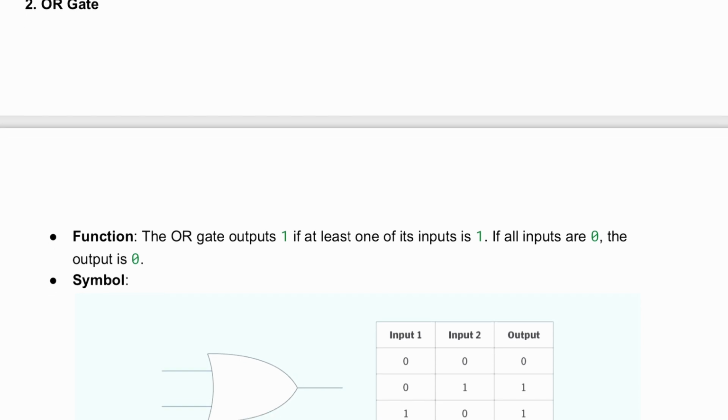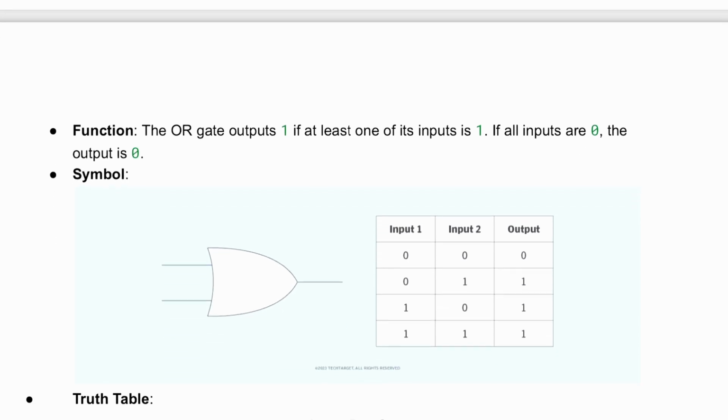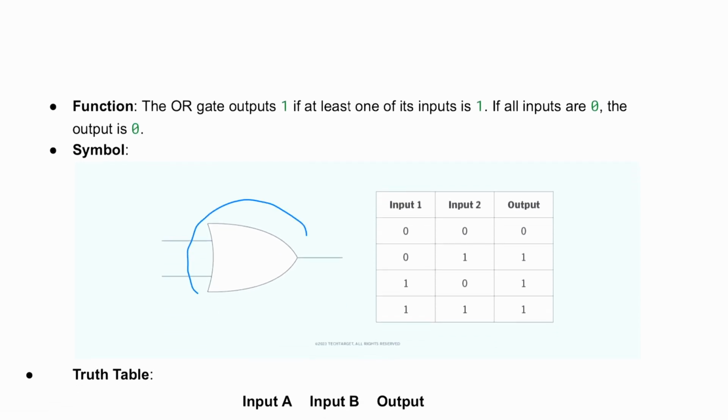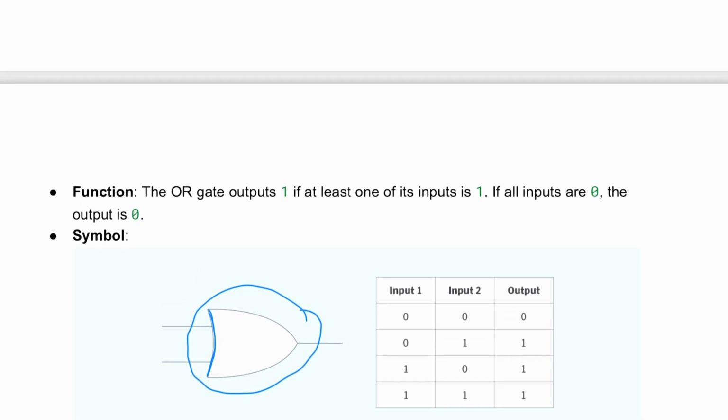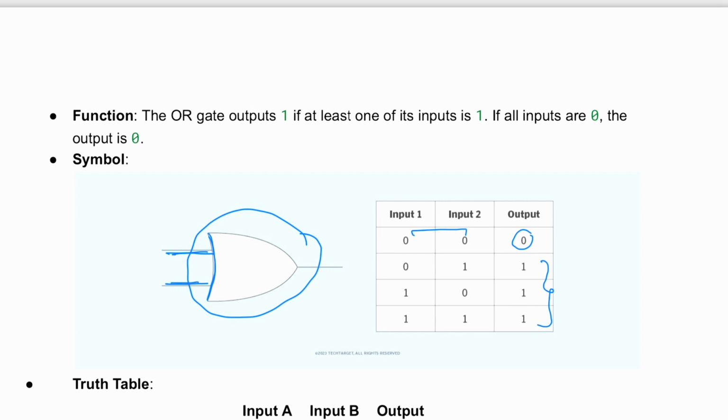The next gate is the OR gate. What does the OR gate do? This is the symbol of the OR gate, kind of a D, but it's curved here. It has a curve on this side, and this is the OR gate. Just as a trick, you can consider the OR gate with a plus sign. If both the inputs are 0, then the output is 0, else in every case the output would be 1. If all the inputs are 0, the output would be 0.